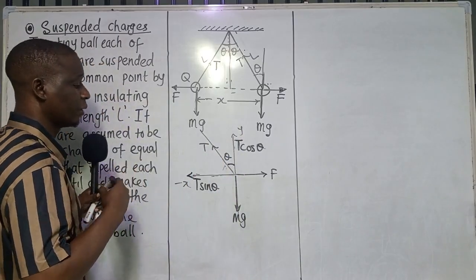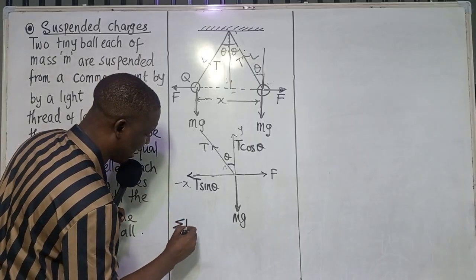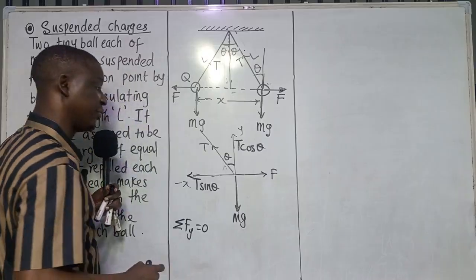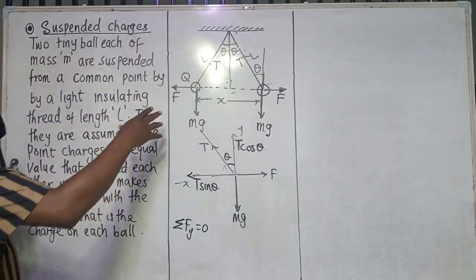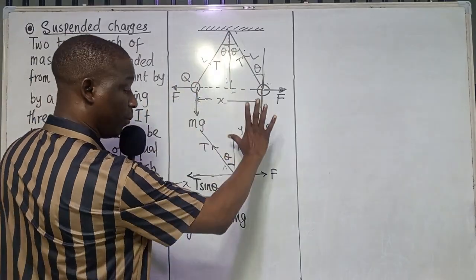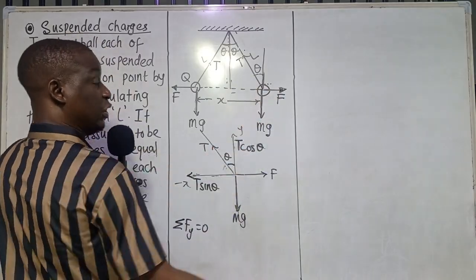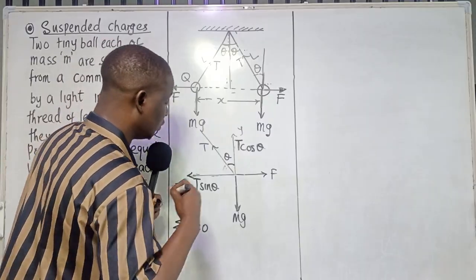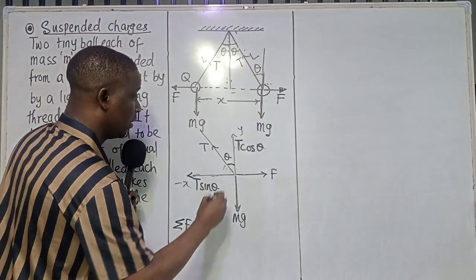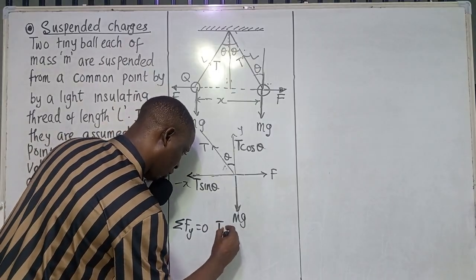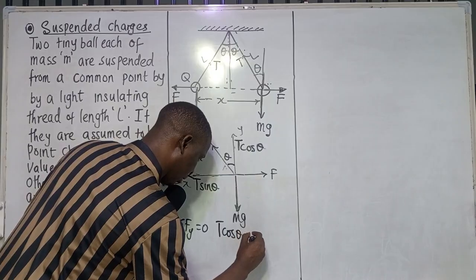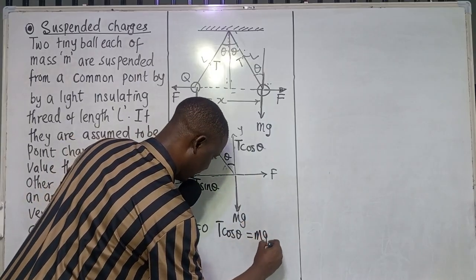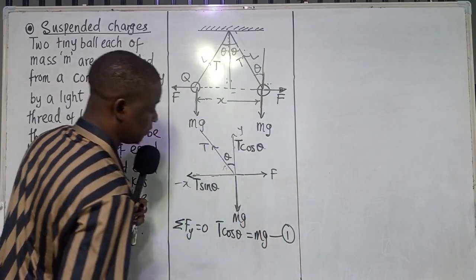So now, considering sigma Fy first will be 0, because the system now is suspended, so it's in equilibrium. Whether you like it or not, because it's not falling off. The charges or the mass is not falling off, so it's in equilibrium. So now we say T cos theta, which is the upward force, must be equal to the downward force, mg, equation 1.